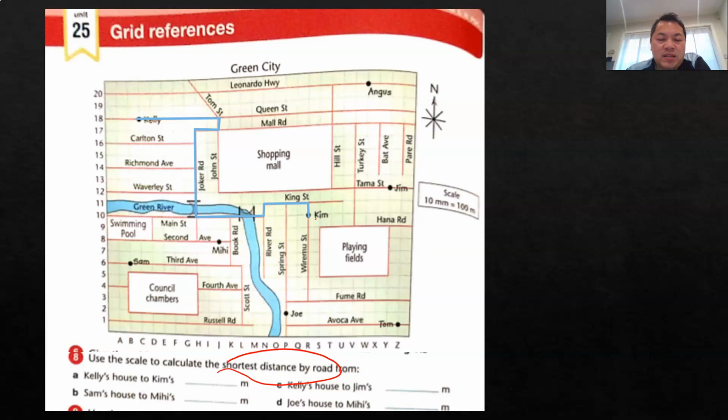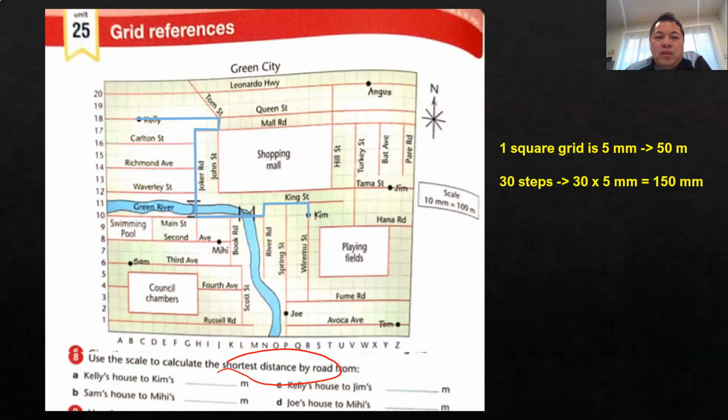To know the distance, this topic is actually pretty demanding, because you not only need to find out where the shortest way is, you also need to calculate the grid. We know that one square grid is 5 mm, which is actually 50 meters. The book says that 10 mm is 100 meters, so you just divide by 2. That's how you get 5 mm equivalent to 50 meters in the grid.